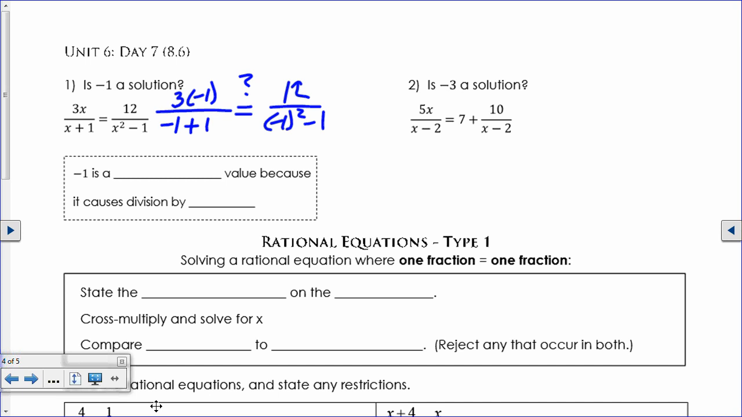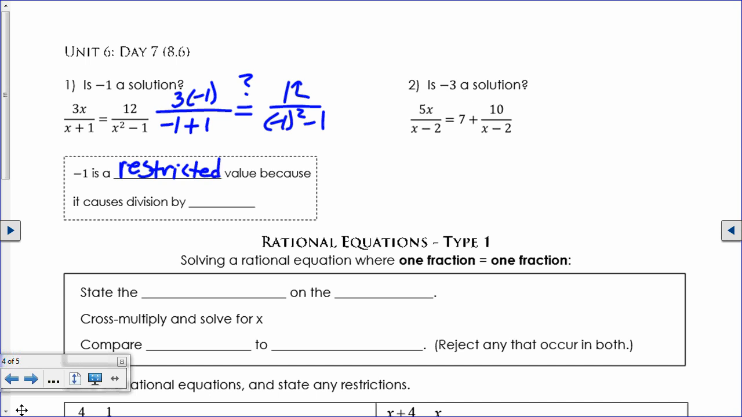If I have -1 plugged in, what happens in the numerator here when I multiply those? -3. What happens in the denominator? 0. Can I divide by 0? If you try doing -3 divided by 0 in your calculator to see if these two are going to be equal, your calculator is going to say error or domain or some sort of error message. So would -1 be a solution? No. -1 is a restricted value, just like we've been finding restrictions before.